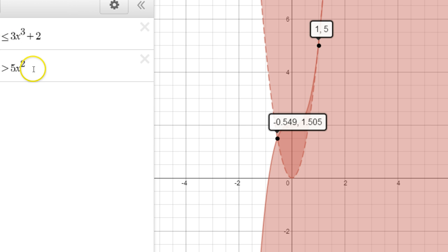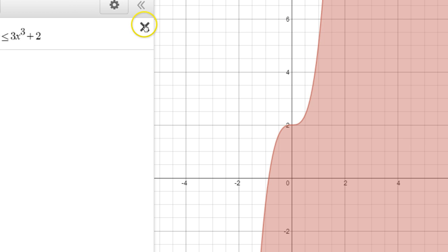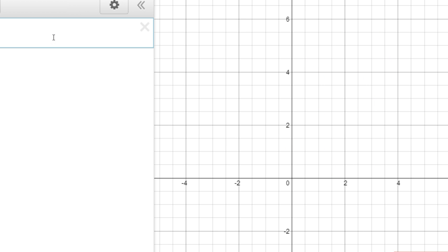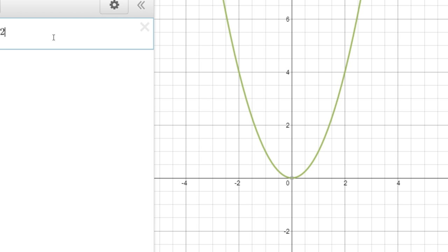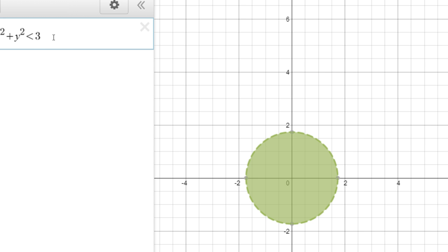Testing points, yes. You can also do conics this way, but you do have to be very careful on how you arrange it. So if you do a circle, x squared plus y squared less than 3, you have to think about where the function's going to shade in. In this case, it's going to shade on the inside.